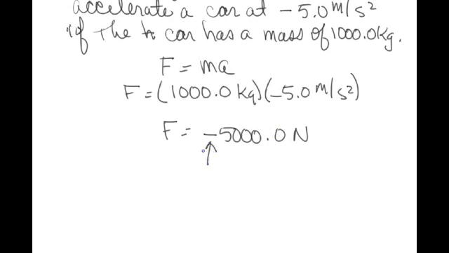The minus sign indicates that the force is applied in a direction opposite to the motion of the car. This is a braking force. And this is where the idea of force being a vector comes into play. It's acting in the opposite direction of motion.